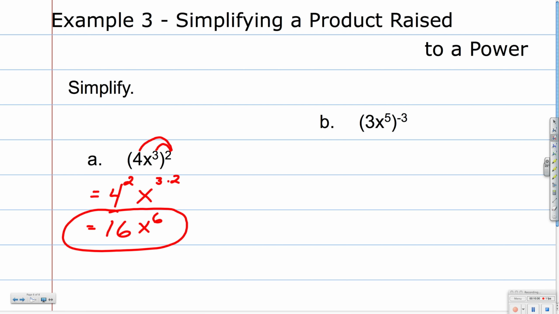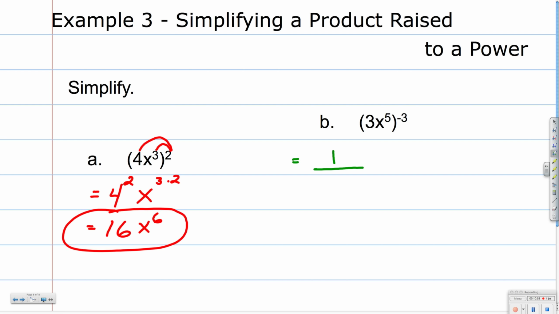Example B is a little bit different because it has a negative exponent right here. You can see that negative exponent. It's a negative 3 power. And we're going to deal with that negative first in this example. We're going to use the negative exponent property, which tells us we take whatever's being raised to the negative power and put it under 1.